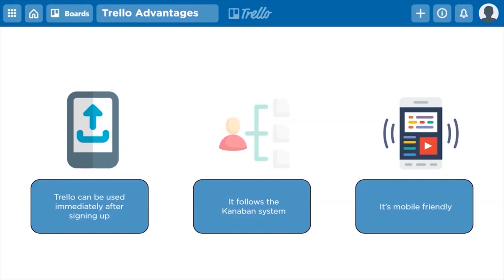Secondly, it follows the Kanban system. The Kanban system is a popular methodology that can be used to achieve lean. So with Trello, you can also achieve lean. Trello also has a very popular mobile application which has the same features as the interface that you see on the desktop. It's very user friendly.